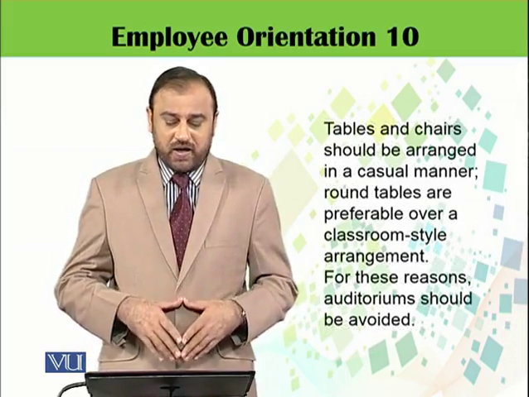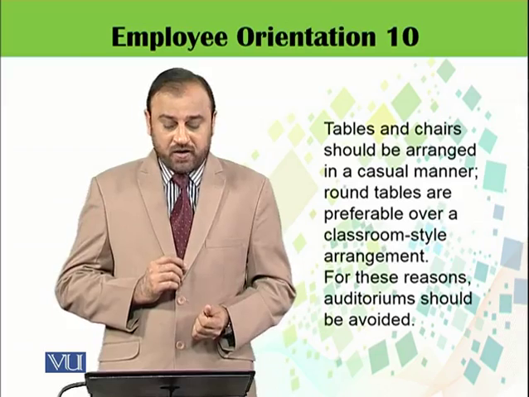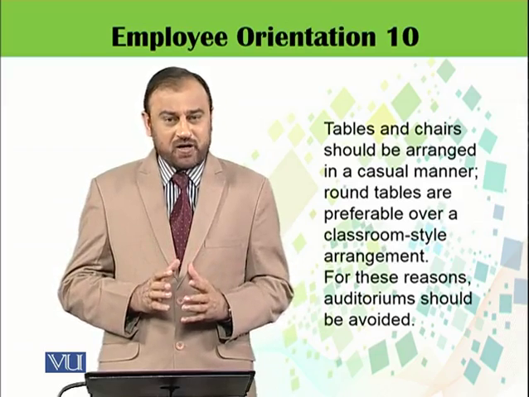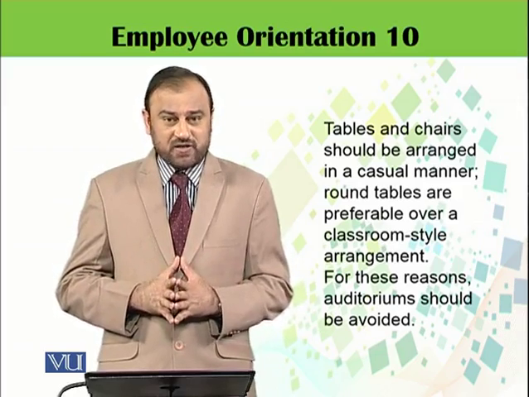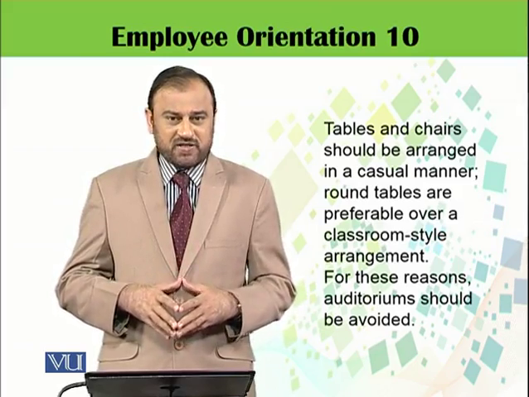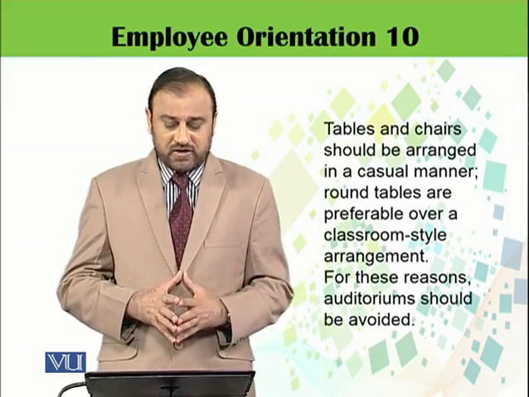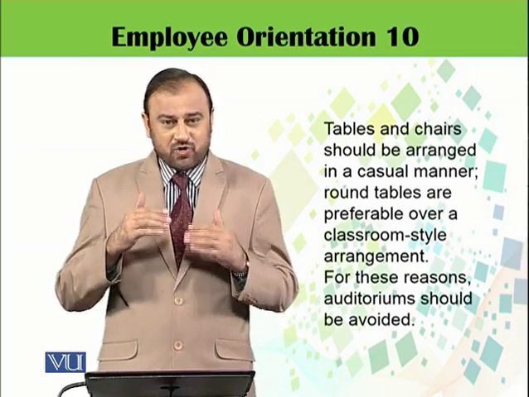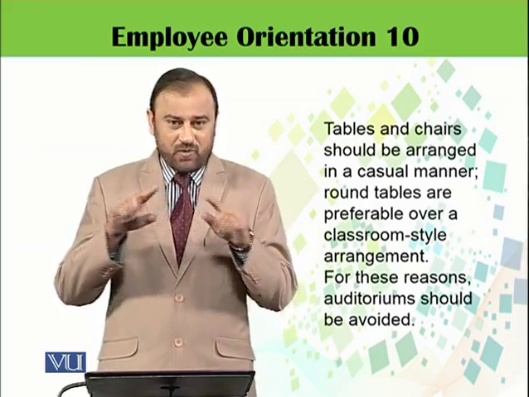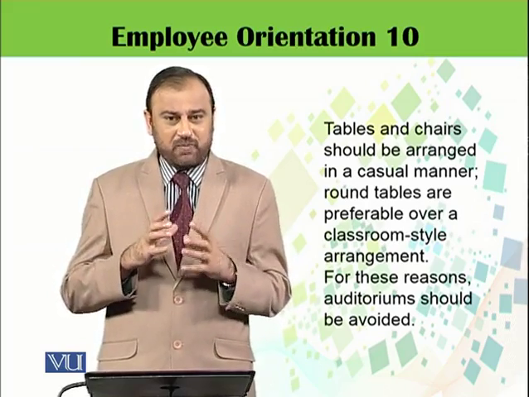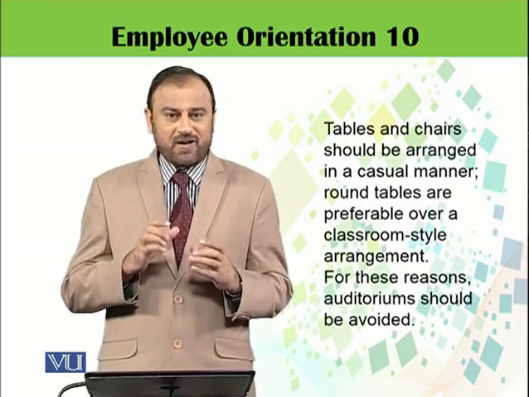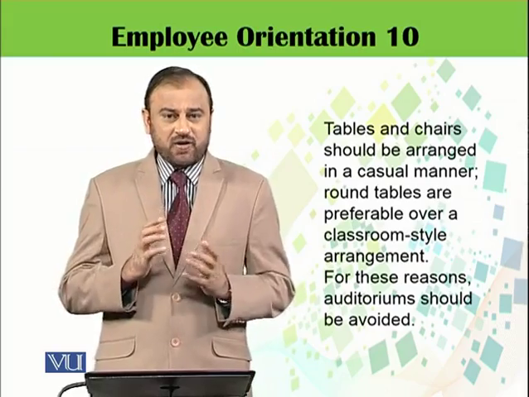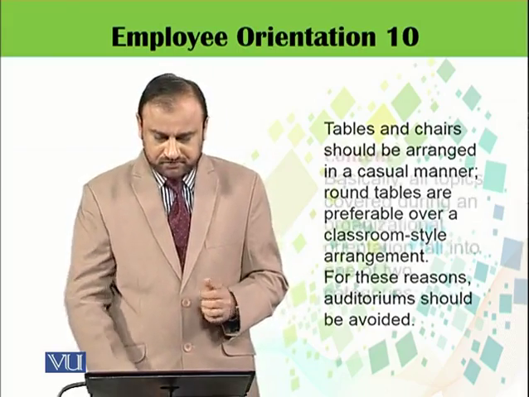Tables and chairs should be arranged in a casual manner. Round tables are preferable over a classroom style arrangement, because classroom style arrangements are very formal, and for these reasons an auditorium should be avoided, because auditoriums have a classroom sort of arrangement. So it's better to have round tables, and 5 or 6 people can sit at one round table and share their experiences and their views as well.